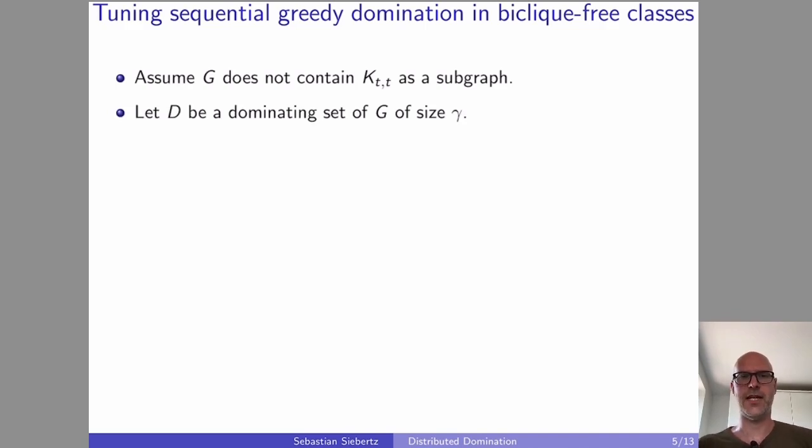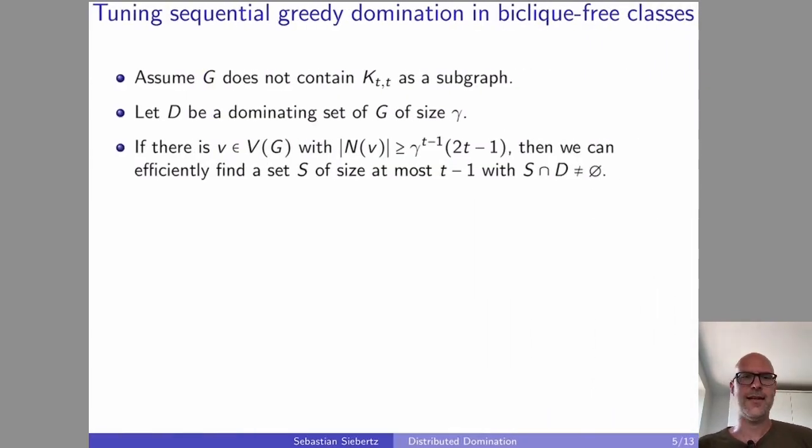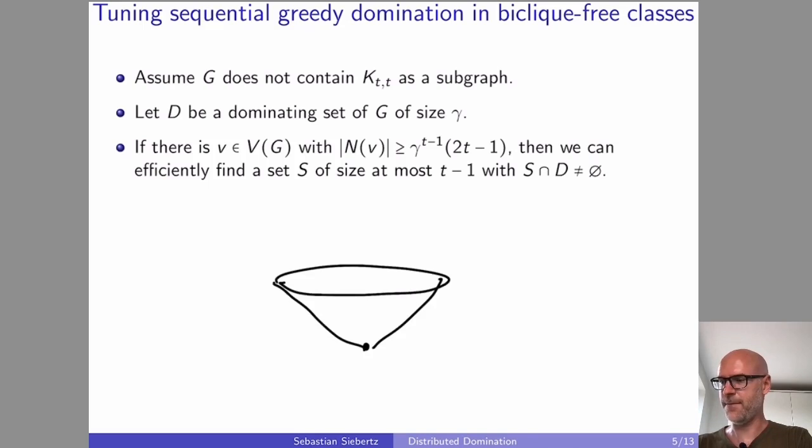Now assume we have our dominating set of size gamma, and let us assume that there is a vertex with very high degree. That means the neighborhood has size at least gamma to the t minus 1 times 2t minus 1. Then we can find a small set of size at most t minus 1 that intersects every such dominating set of size at most gamma. How do we do this? Let us assume here is our vertex with a very high degree. If this vertex is not in the dominating set, there must be a second vertex that dominates at least a 1 over gamma fraction of this neighborhood of the vertex.